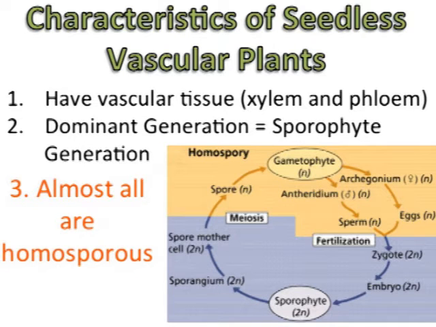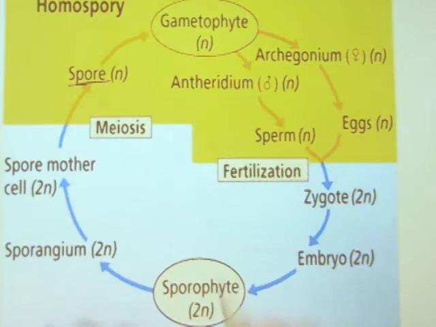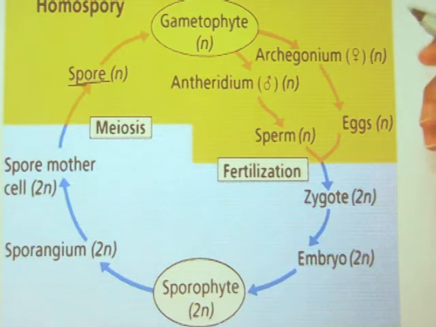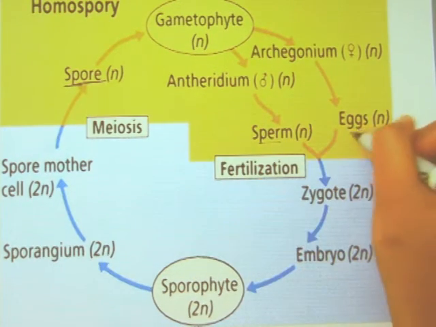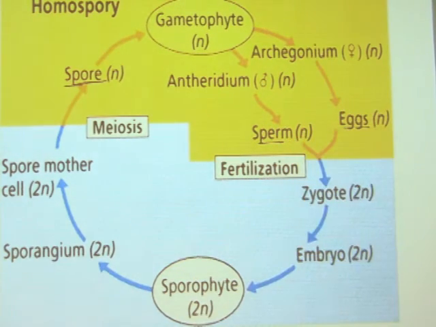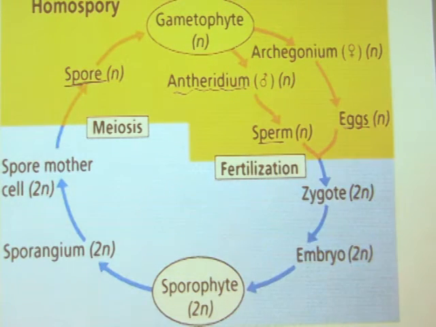All seedless vascular plants are homosporous. This means that they produce only one type of spore. These plants require water for fertilization. Homospory is when the plant produces one type of spore. This means that the gametophyte is bisexual, and it is at this stage that it forms male and female gametes through the male reproductive structure called the antheridium and the female reproductive structure called the archegonium.